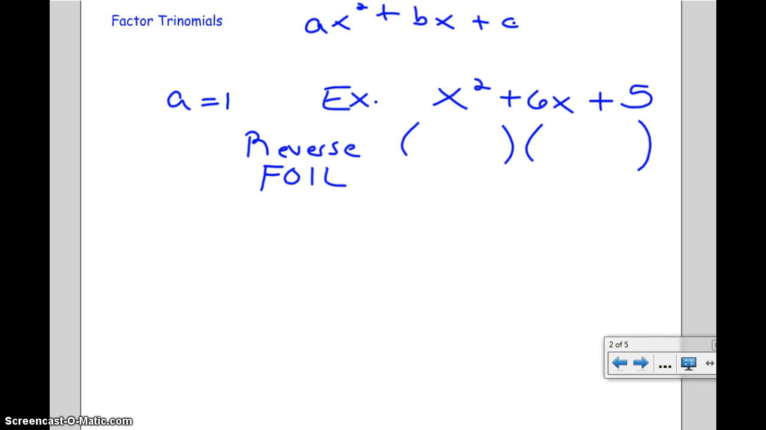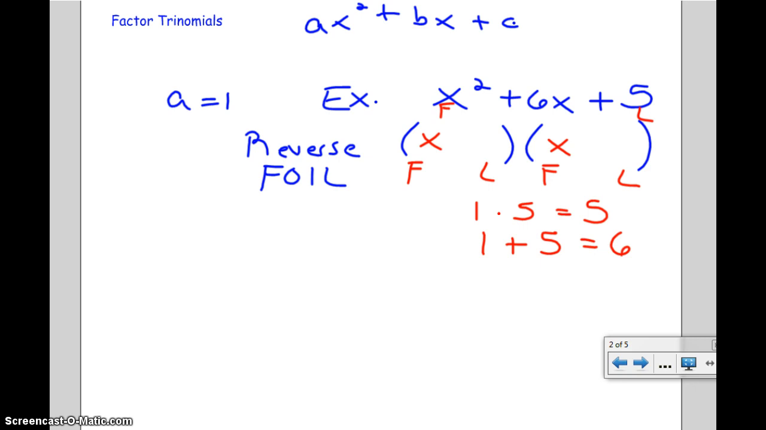Remember, first times first makes first. So x times x, the first term times the first term, makes the first term. And then last times last makes last. I also want my two last terms to add up to 6. So what two numbers multiply to make 5? 1 times 5 equals 5. And then I want those same two numbers to add up to make the 6 in the middle. So this product makes the last term, and the sum makes the term in the middle.